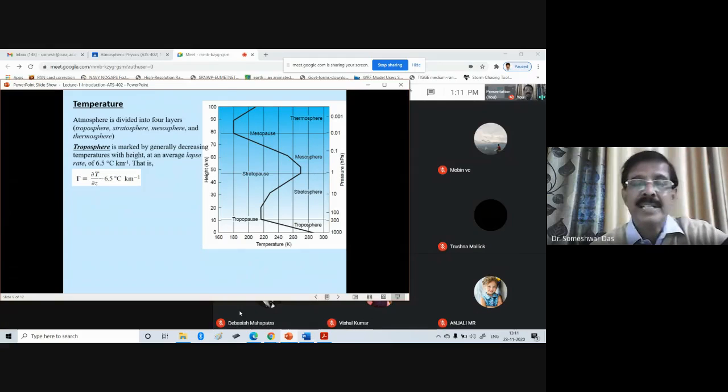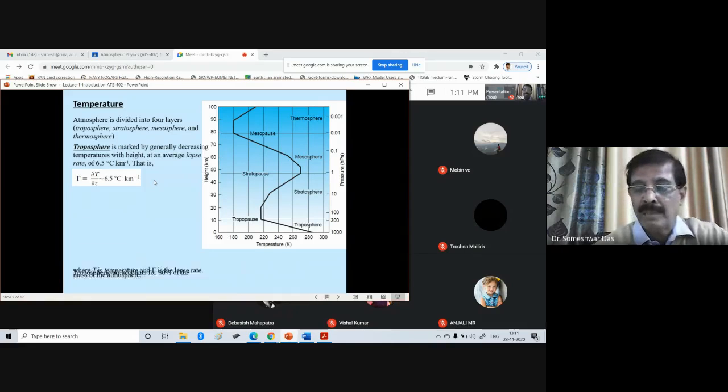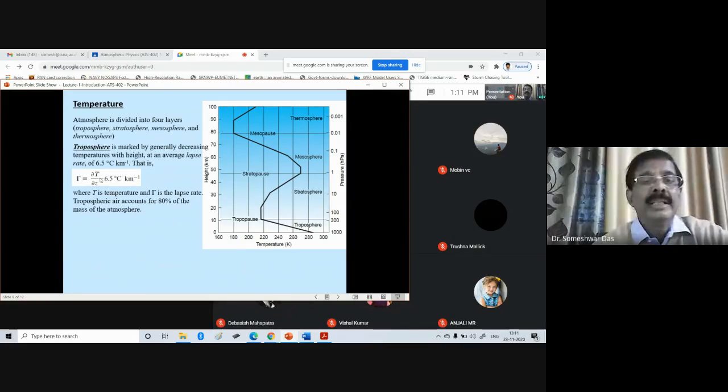The top of the deepest cloud will normally go up to the tropopause. Sometimes, when there is a very strong updraft in the cloud, like a deep cumulonimbus cloud, its top can overshoot the tropopause, but normally it remains below the tropopause. So in this case, T is the temperature, gamma is the lapse rate.